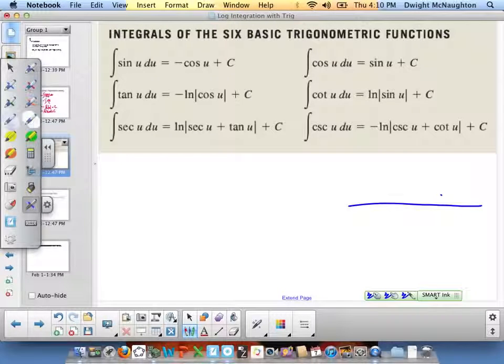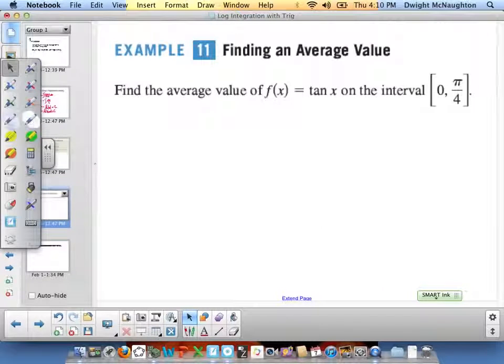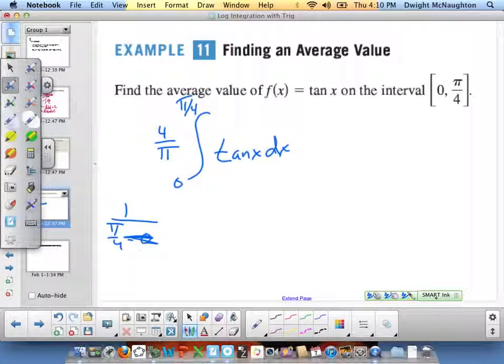Let's look at an example. Find the average value of f of x equals tangent of x on the interval from 0 to pi over 4. Well, to find the average value, we need to first integrate from 0 to pi over 4 with respect to x, and then we need to divide by pi over 4 minus 0. Okay, the 0 will cancel. 1 over pi over 4 is 4 over pi.